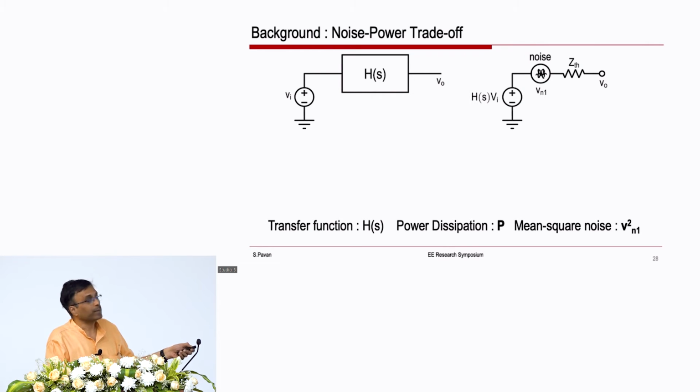So, before I go further, let me give you a quick primer on a fundamental noise power trade-off. Let's say you have a filter with a transfer function H of s and it produces some noise. This consumes some power P, and let's denote the mean square noise as v square of n1.